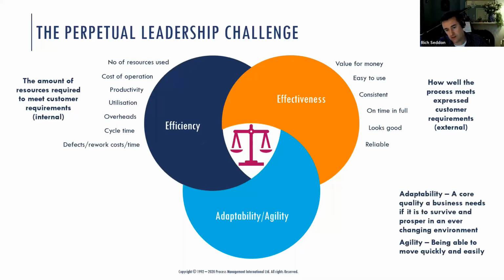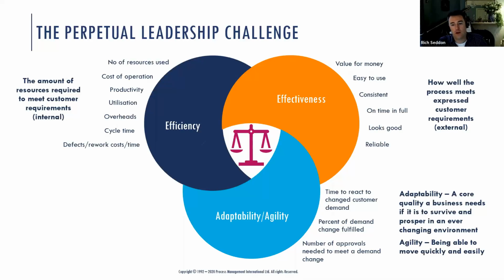And then finally, with adaptability and agility, adaptability is the core quality a business needs if it is to survive and prosper in an ever-changing environment. And agility is the ability to do that and do it quickly and easily, both quickly and easily. Typical things: time to react to change in customer demand, percentage of demand change that was actually fulfilled, number of approvals that might be needed in order to facilitate a demand change. For example, the list of these on all three elements is endless. I'm just trying to give you an idea here of the kind of context.